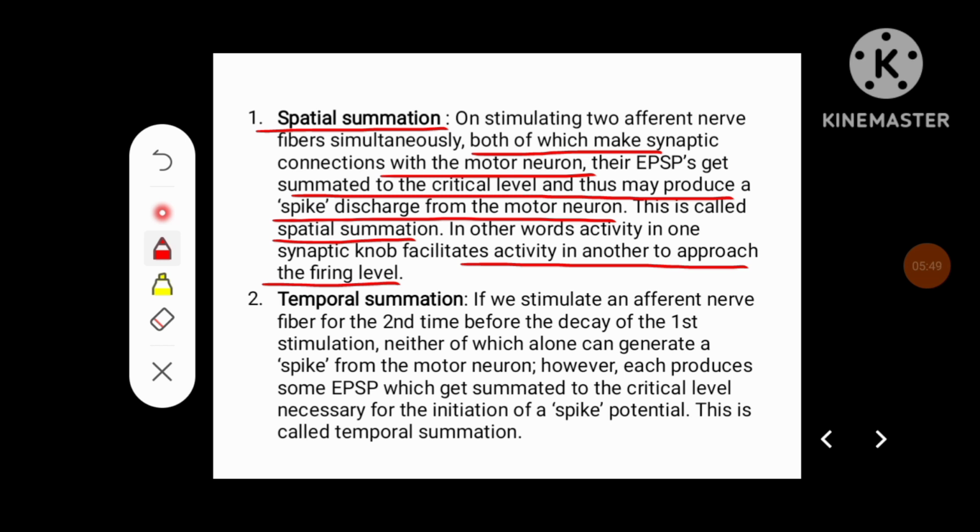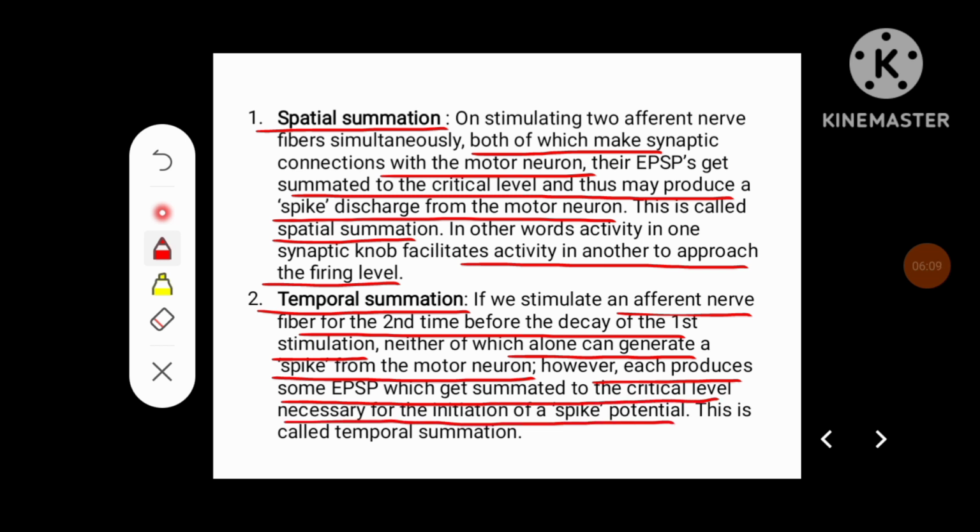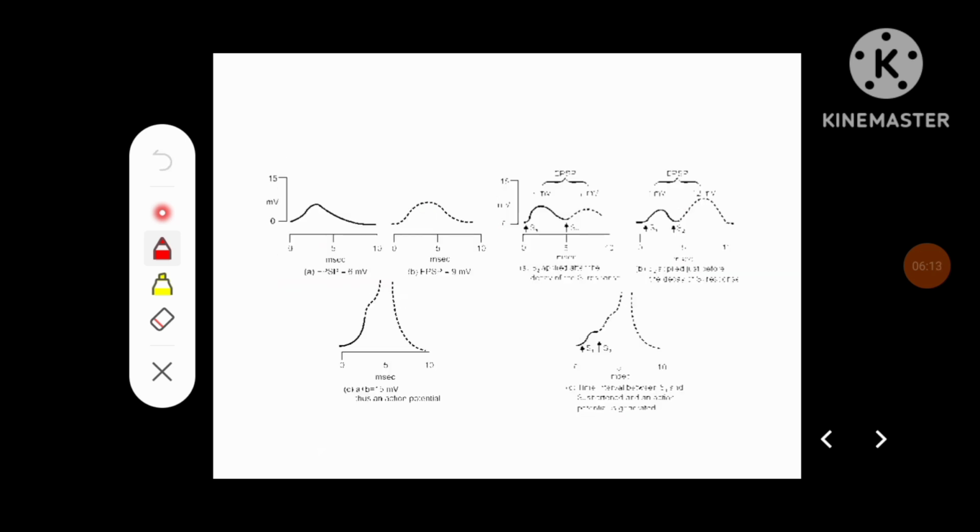Temporal summation. If we stimulate an afferent nerve for the second time before the decay of the first stimulation, neither of which alone can generate a spike from the motor neuron, each produces some EPSP which gets summated to the critical level necessary for the initiation of spike potential, and this is called temporal summation. This is a diagram showing the spatial summation and the temporal summation.